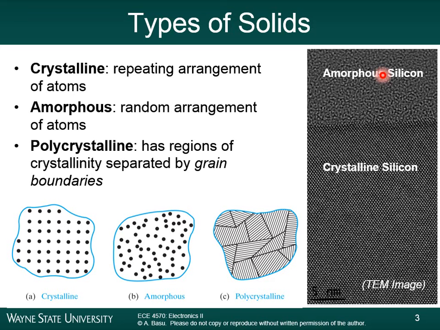But with microprocessors, when we have a billion transistors on the chip and they all have to be working, you have to make sure that you use material that is very repeatable. So that's why crystalline silicon is used.